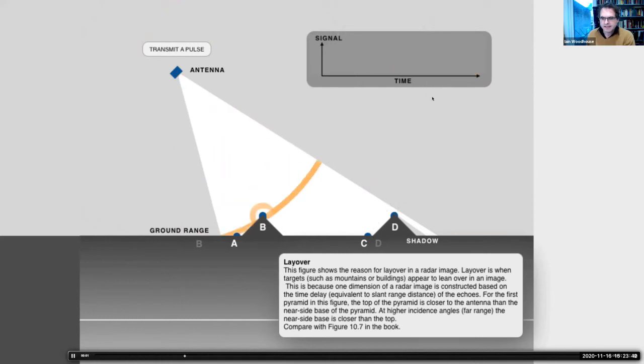At least C and D here are in the right order. So B and A have been switched around. At least they're in the right order, but they're being squashed up. And that's because we're measuring as a function of time. If we then track that back to mapping it onto a topographic reference surface, we'll get a much better result.